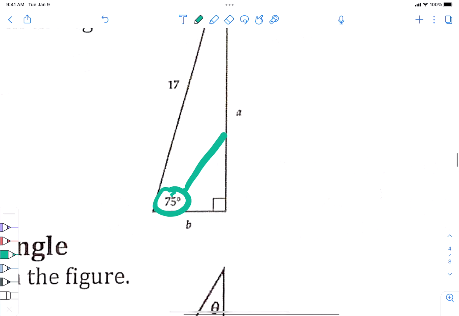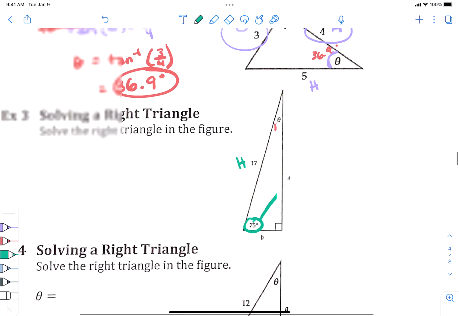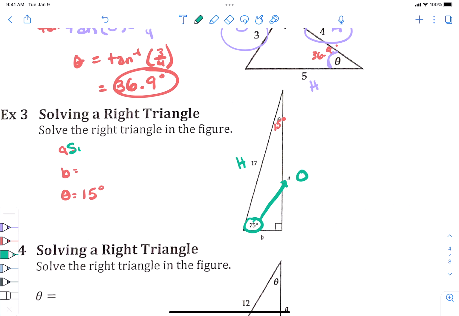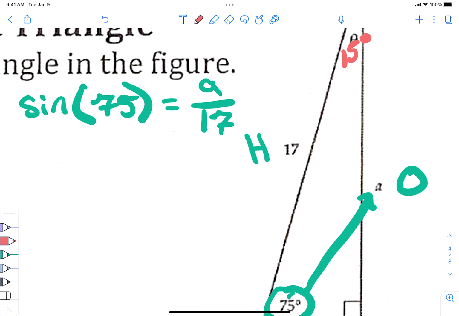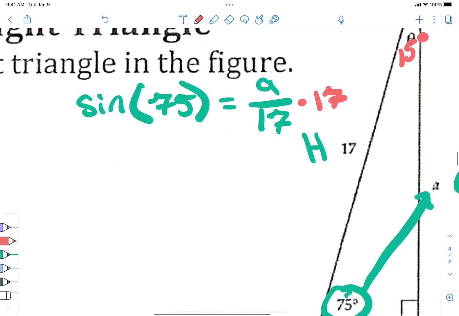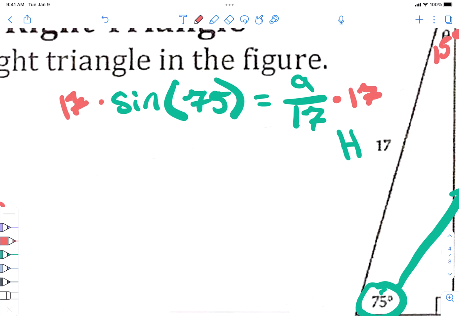If we're solving for little a, we have to use a and what else? 17 is the hypotenuse, and a is opposite. So we're going to use sine. Sine of 75 equals the opposite, a, over the hypotenuse, 17. Are we confused about what we're doing? If you're confused, stop me, because I'm going through this a little fast since we've done this before. If this is confusing, I will stop and go slower.